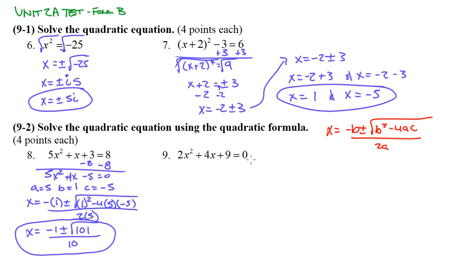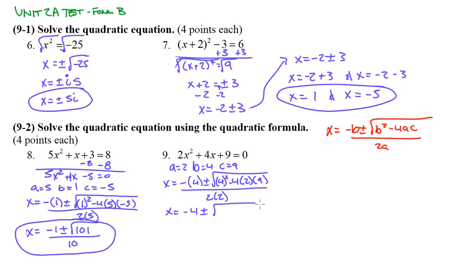Number 9, make sure it equals 0, which it already does. And now we know that A is 2, B is 4, and C is 9. So X equals negative B, which is 4, plus or minus the square root of B squared, which is 4 squared, minus 4 times A, which is 2, times C, which is 9, all over 2 times A, which is 2. So now we get X equals negative 4 plus or minus the square root of whatever's under there. 2 times 2 is 4 down here.